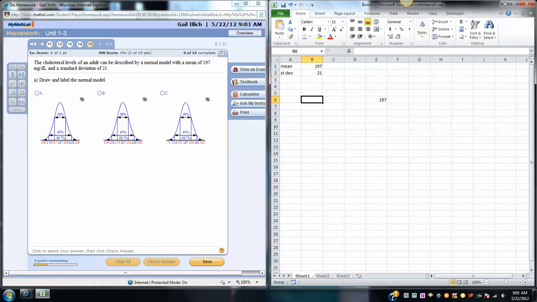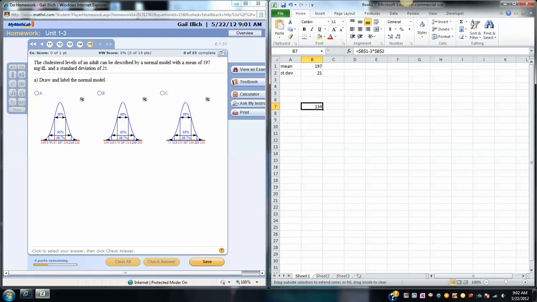So then if I want to get the values on either side of the mean, I'll go from the left to the right. I'll put an equal sign, take what's in B1, which is the 197, and subtract 3 times what's in B2. Then I'm going to make both of these absolute references, so I'll press F4 here, and then F4 on B2. And so I've got 134.